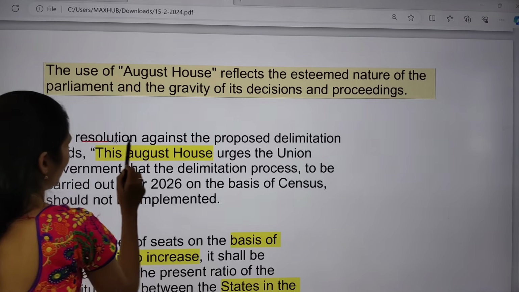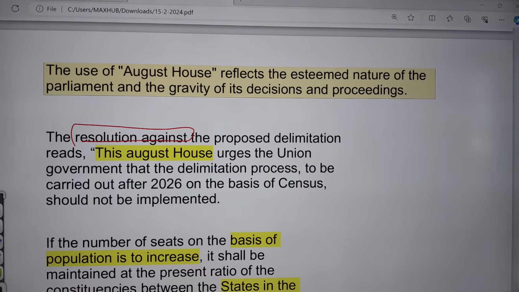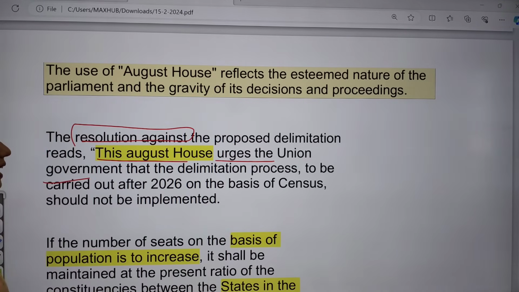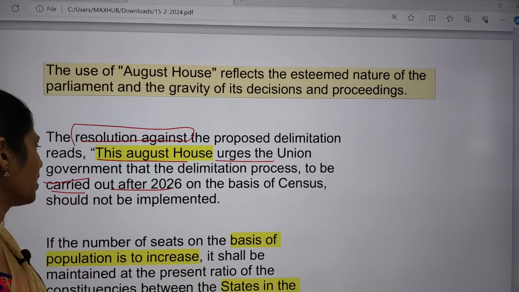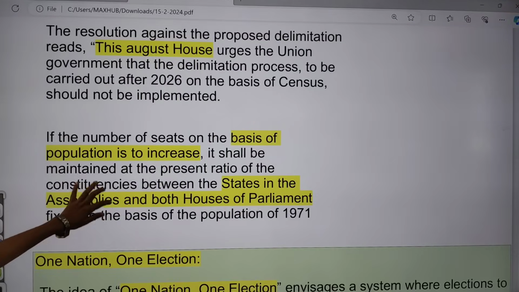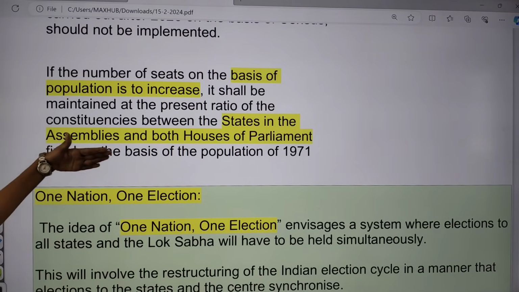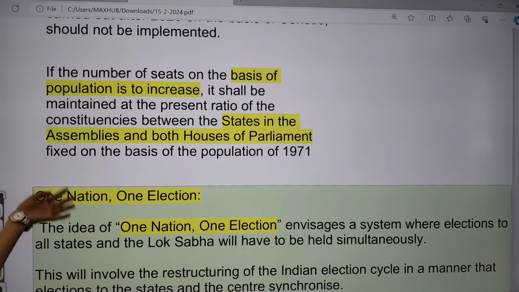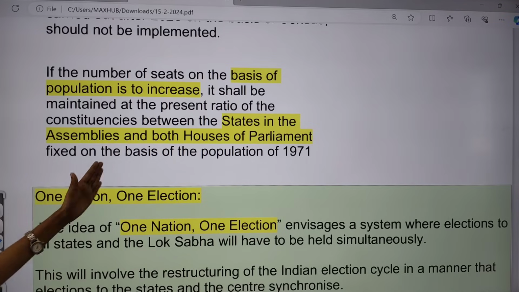So the resolution passed by the Tamil Nadu state government is against the delimitation. The delimitation statement says that this August House urges the Union government that the delimitation process be carried out after 2026 on the basis of census. And if the number of seats on the basis of population is to increase, it shall be maintained at the present ratio of constituencies between the states and assemblies and both houses of parliament, fixed on the basis of population of 1971.